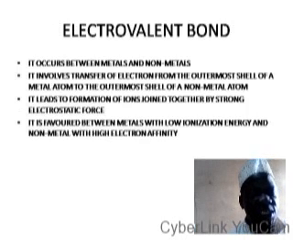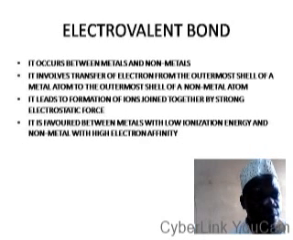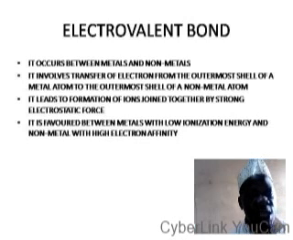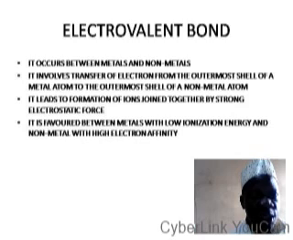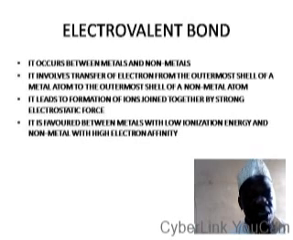Electrovalent or ionic bond. This is a bond that usually occurs between a metal and a non-metal. The metal usually donates electrons from its outermost shell to the outermost shell of a non-metal. When a metal releases electrons, the number of electrons in its atom has reduced, making it positively charged because it now has more protons than electrons. So the metal becomes a metal ion, which is a cation, positively charged. And when a non-metal gains electrons, it now has more electrons than protons, which makes it negatively charged, and that is an anion.